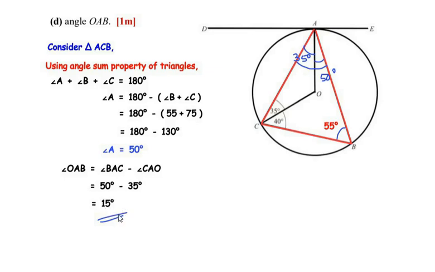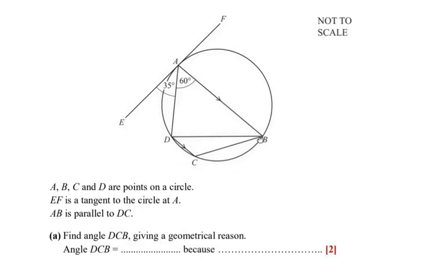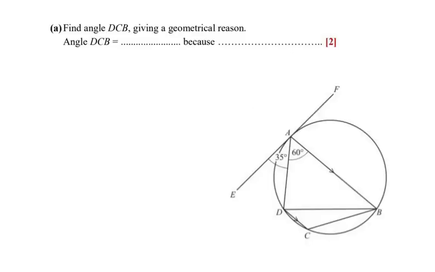Now let us move on to the second question. Now the second question is referred from paper 2-3. A, B, C, D are points on a circle. EF is a tangent to the circle at point A. AB is parallel to DC. Find angle DCB, giving a geometrical reason. So let us try to understand the question first.